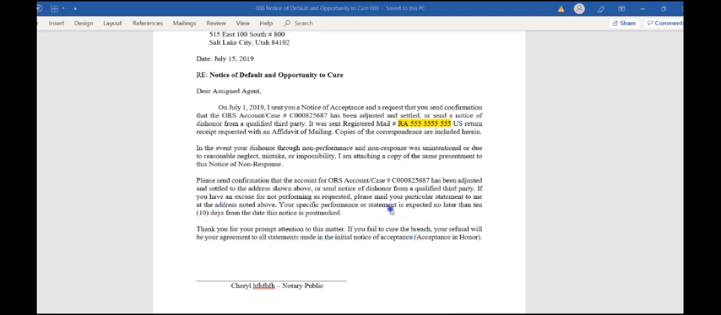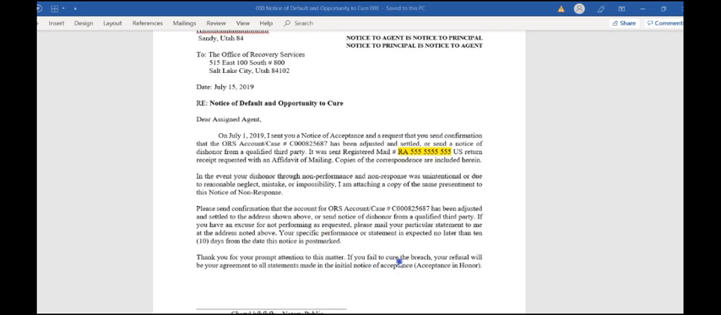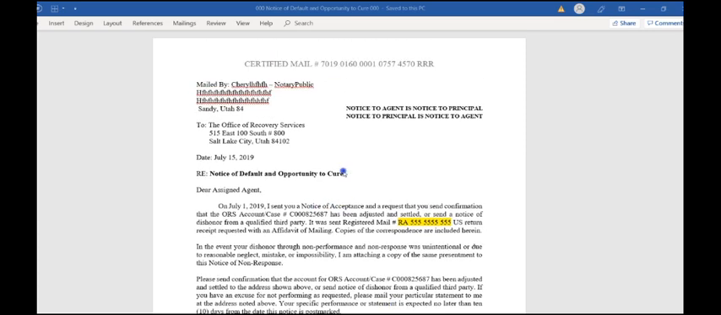Okay, so all these little terms in here, man, notice of dishonor, notice of default, reasonable neglect, mistake, and impossibility, these are all legal terms, okay? Non-performance, non-response, unintentional, presentment, these are all legal terms. And you don't have to have a 40-page document and explain to them what they're doing wrong, okay? You are trying to stay in honor. So the first one is notice of acceptance, right? Notice of acceptance sent by the notary.